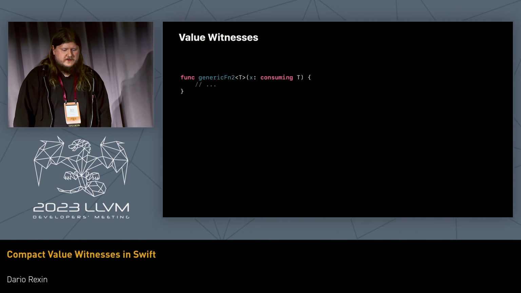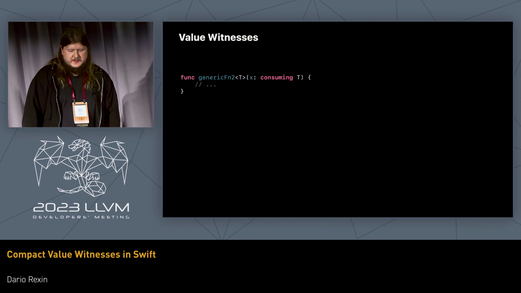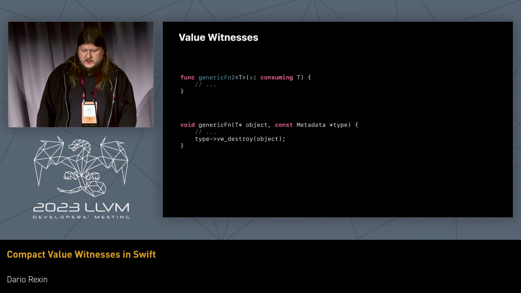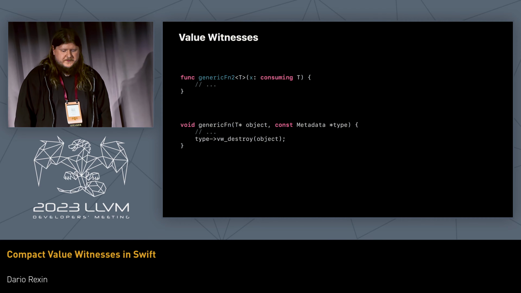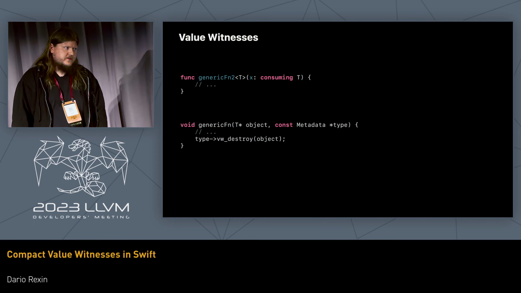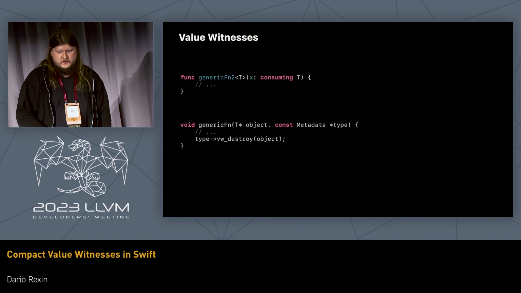To take ownership of an object, we mark the parameter as consuming. If a function owns an object, unless it transfers the ownership again, it has to eventually destroy it. Again, the compiler generates the necessary code. At the end of its lifetime, we clean it up by calling its destroy witness. So we know how value witnesses get used now, but what do they look like?